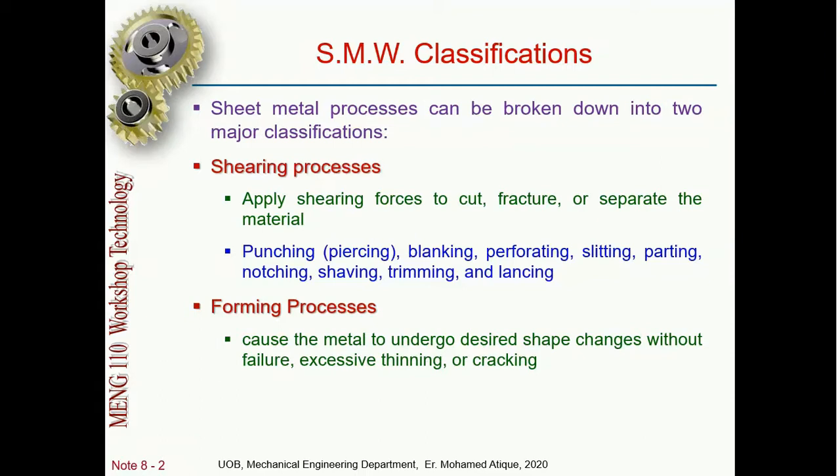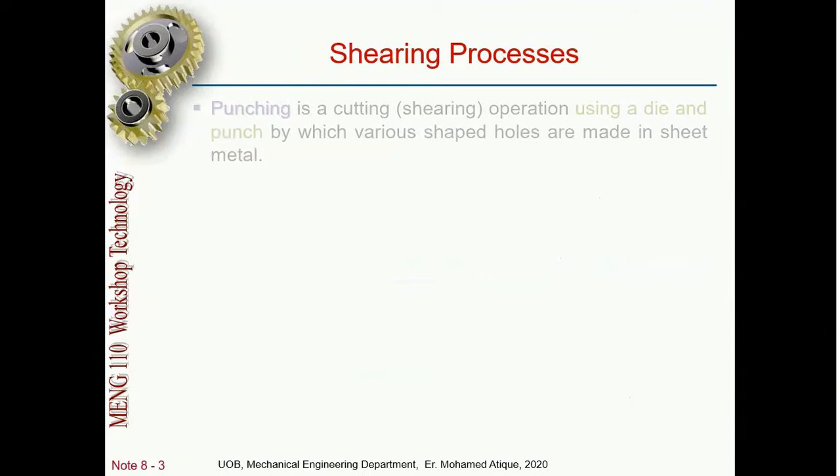In the shearing process, we apply shearing force to cut or separate the material. So to cut the material, we need to apply shearing force. Either we will cut or separate. The different shearing processes are punching, blanking, perforating, slitting, parting off, notching, shaving, trimming, and lancing. Now we'll see all the operations one by one. Let's start with punching, a shearing process.